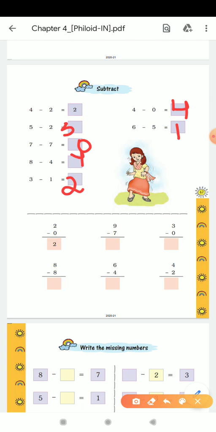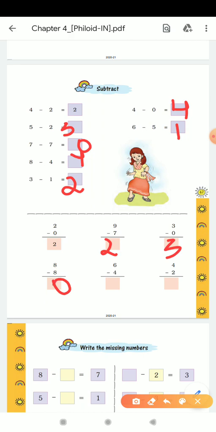Okay, now next again the same questions are there. 9 minus 7, so here we have 9. What is written down? 7. What comes after 7? 8. So start counting from 8 to 9. 8, 9. How many lines came? 2. Write down 2. Okay, next 3 minus 0. Same, when any number is subtracted from 0, it itself comes in the answer. Now 8 minus 8 is equal to 0.